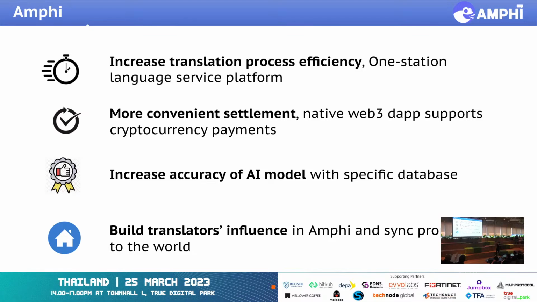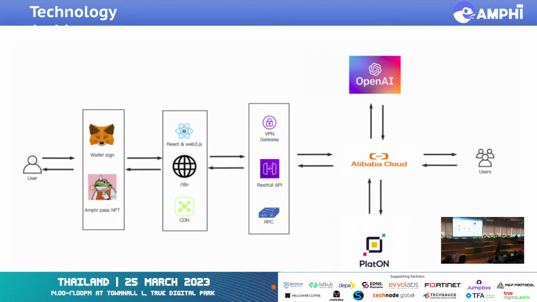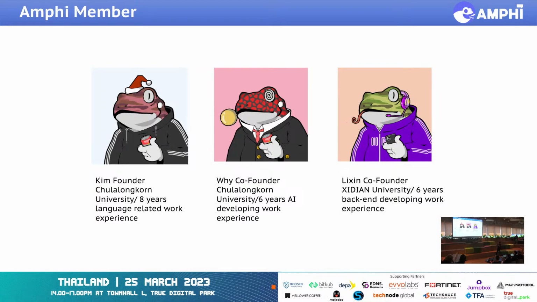And the fourth is, we aim to build a reputation platform for translators. For all translators, whatever they contribute in Amphi will propagate to the world. For this hackathon, we deployed our smart contract and platform, and we also use Alibaba Cloud. Here are our founders. Our co-founder takes care of the AI part, and Li Xin takes care of the chain. He used to develop a layer 1 chain before.